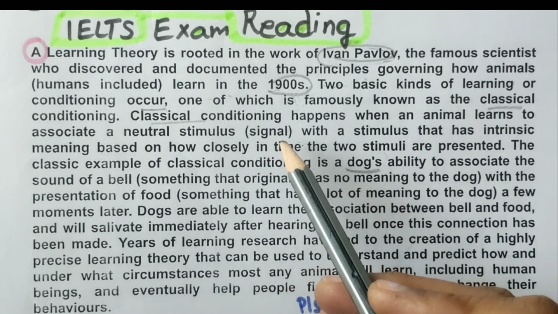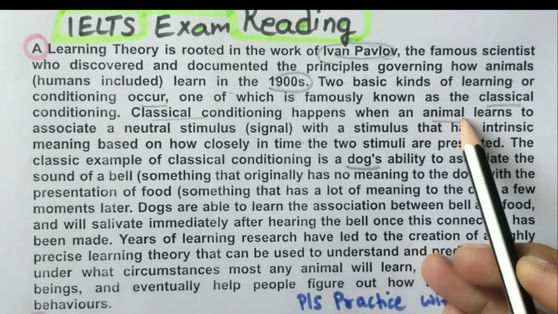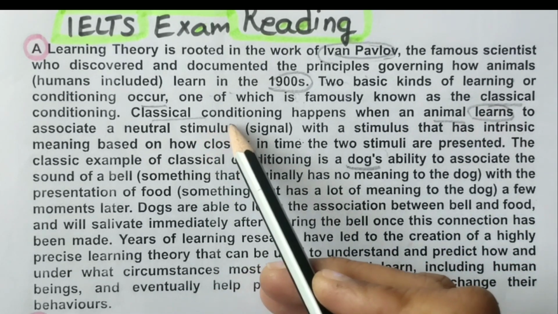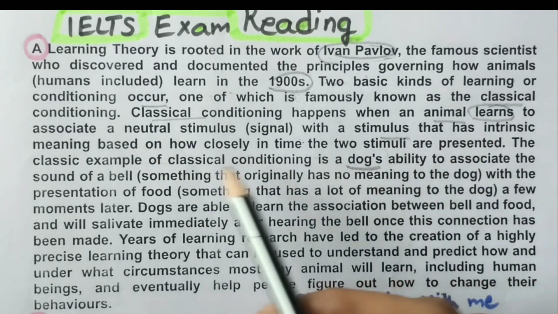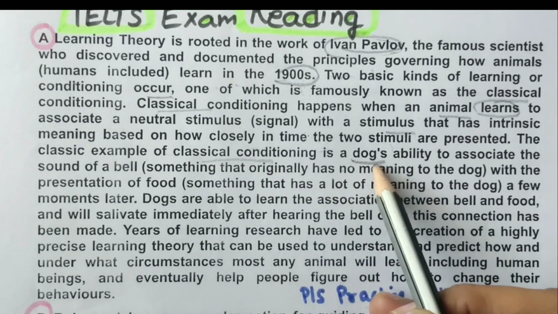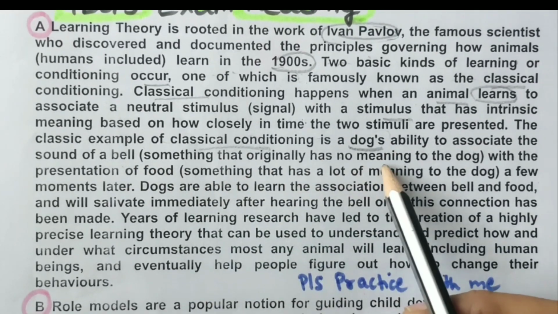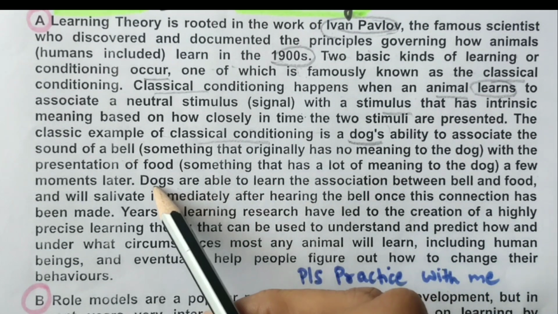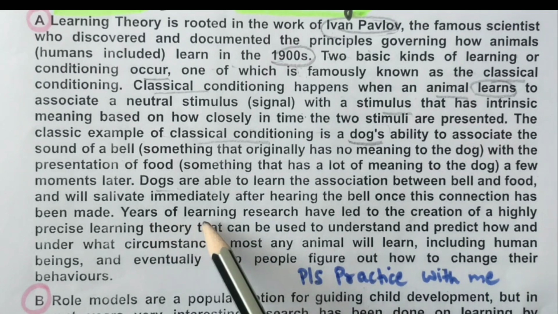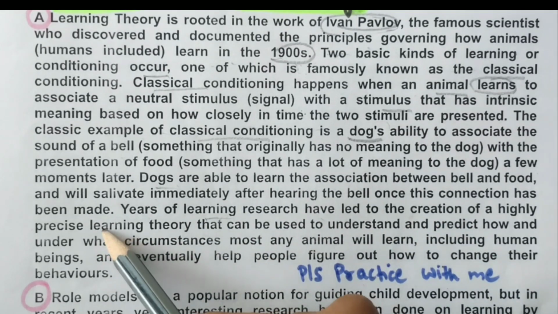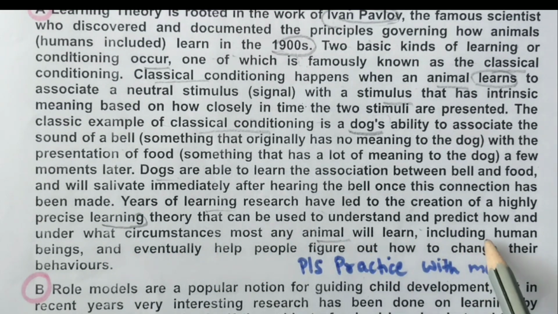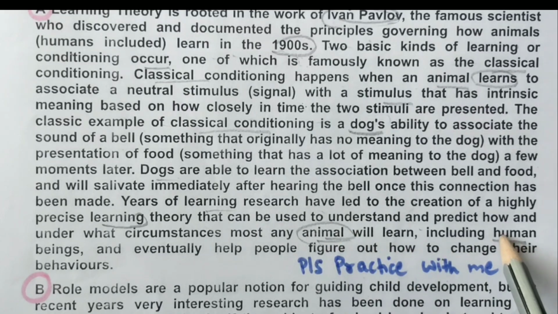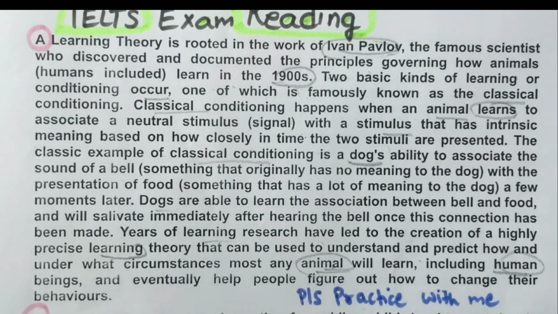I am skimming the paragraph for the next type of question also, where an animal learns. Conditioning happens when an animal learns to associate a neutral stimulus. A classical example of classical conditioning is a dog's ability to associate the sound of a bell, which has no meaning to the dog, with the presentation of food. They are talking about a dog here. Years of learning research have led to the creation of a highly processed learning theory that can be used to understand and predict under what conditions animals will learn, including humans. See this, in clear words we are getting a comparison between human and animal. So it was one piece of information.